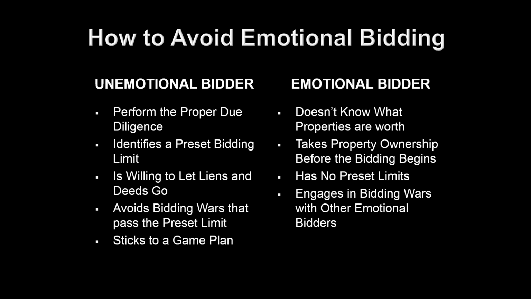So a person that's an emotional bidder has no preset limits. They know the property, well, I think the property's worth $80,000, so if I can get it cheaper than that, it's going to be a good deal. They haven't set a limit saying, okay, I need to pick this up for 50% of the value or 20% of the value or whatever it is. They also engage in bidding wars with other emotional bidders, bidding up the price of the properties. Ridiculous. So when you see people overpaying for properties, you'll know what they are. You know they're going to be an emotional bidder.